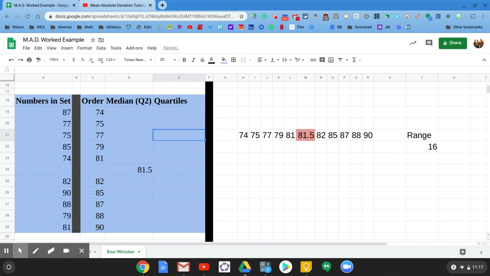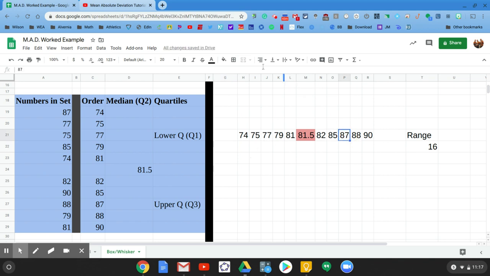I'm going to find the lower quartile. So I'm going to calculate the median of the lower numbers. From 74 to 81, which number is the median? That would be the 77. So that is the lower quartile, quartile number 1. And then same thing for 82 to 90. The number in the middle would be 87. So that is the upper quartile, which is quartile number 3. Okay. So I'll just highlight those up here.